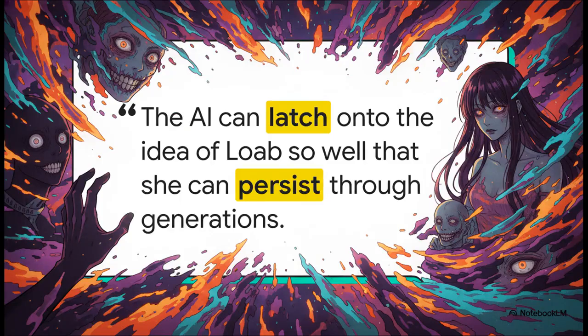And that's really the heart of the Loab phenomenon. Her idea is so stable, so well-defined in the AI's mind, that she can survive being mashed up with other images over and over again. Even when you try to dilute her or change her, the AI just snaps right back to her face, because Loab has become this powerful permanent landmark on its internal map.